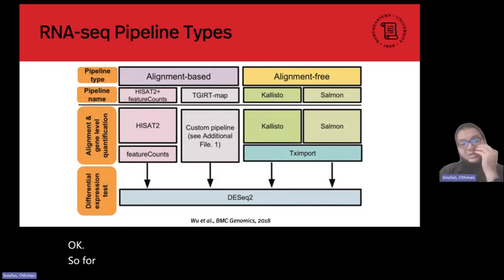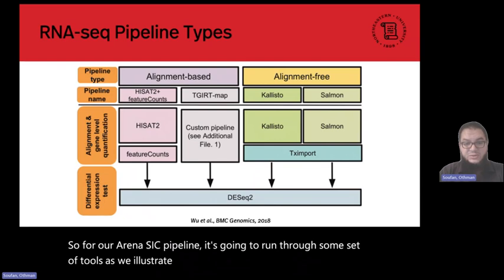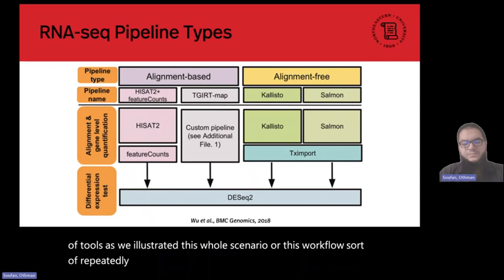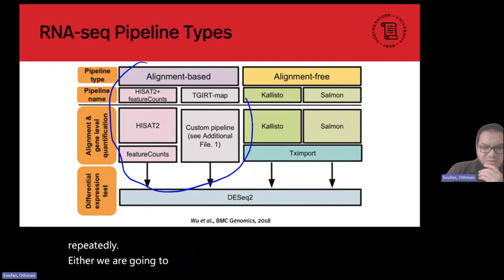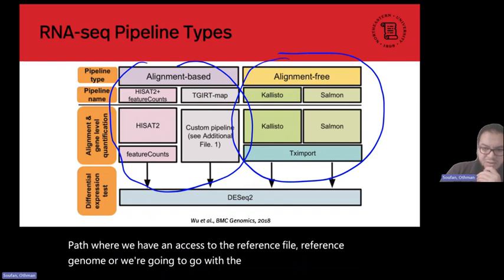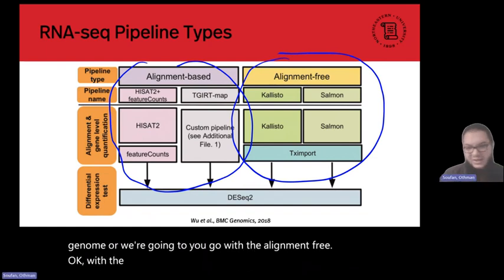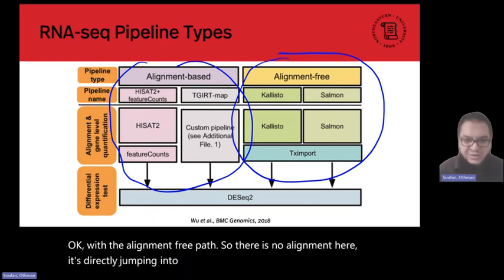So our RNA-seq pipeline is going to run through some set of tools, as we illustrated in this workflow repeatedly. Either we are going to follow the alignment-based path, where we have access to the reference genome, or we're going to go with the alignment-free path. So there is no alignment here. It's directly jumping into quantification.